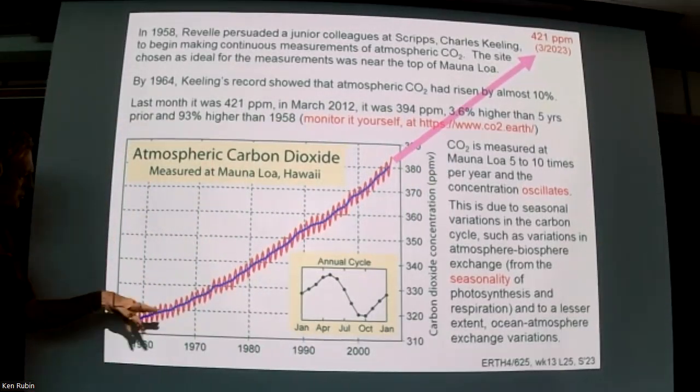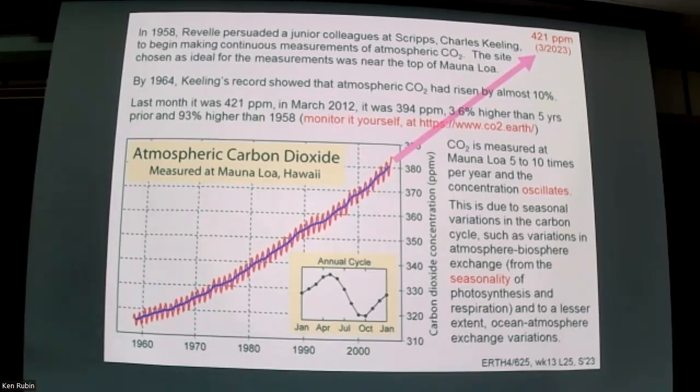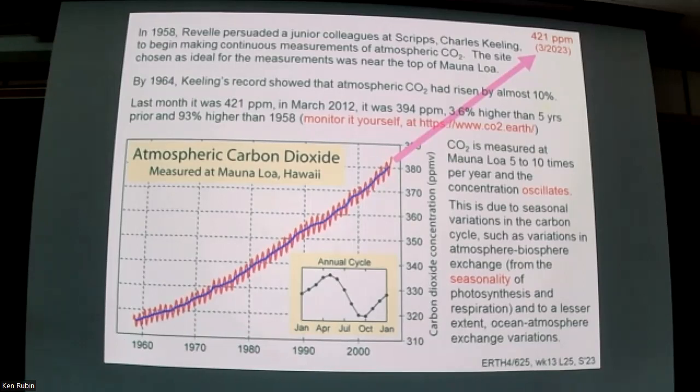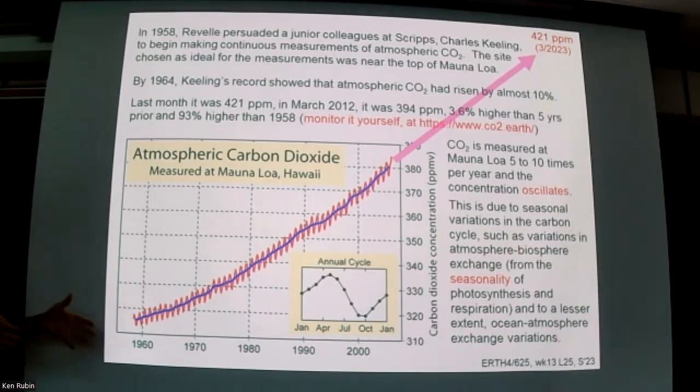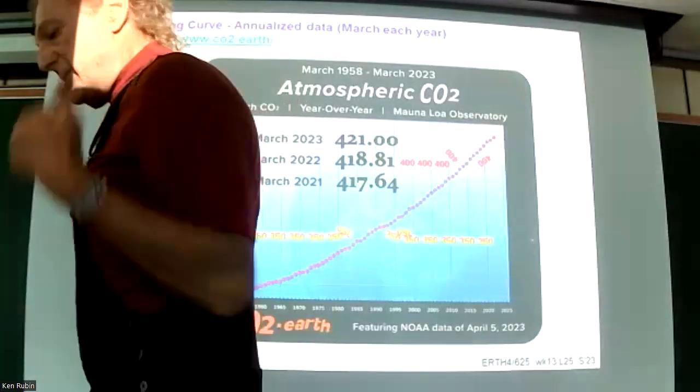And as we'll see in a second, if we take this curve all the way back to the start of the Industrial Revolution, which we have to do using ice cores, we know that we started at about 280 ppm. And so that's a significant increase, 140 ppm. That's about 50% more than what was there just a couple hundred years ago. And this is just a snapshot from that website.